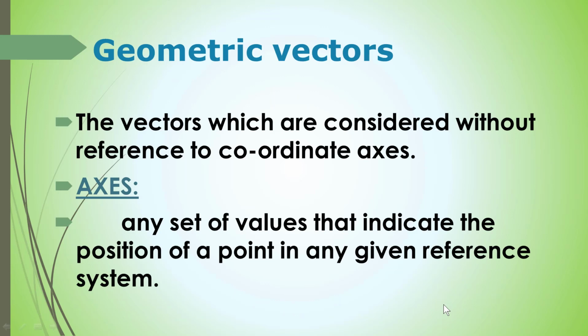So the vectors which are considered without reference to a coordinate axis, we are not referring to it. There is no specific starting point, no specific ending point. Such types of vectors are known as geometric vectors, just drawn like that without any coordinate axis. So what is an axis? Any set of values that indicate the position of a point in any given reference system, like you say the xy plane and x-axis, y-axis. So these are sets of values that indicate the position of a point in any given reference system. We will check this out.